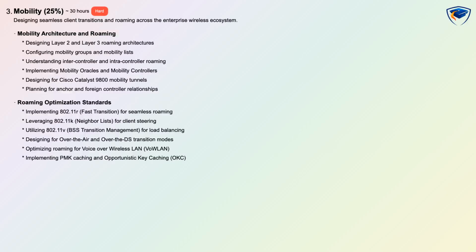You will also cover roaming optimization standards such as implementing 802.11r Fast Transition for seamless handoffs, 802.11k neighbor lists and 802.11v BSS transition management for client steering and load balancing, choices between over-the-air and over-the-DS transition modes, optimizations for VLAN, and key caching methods like PMK caching and opportunistic key caching.